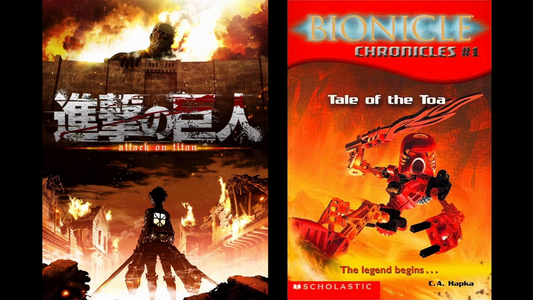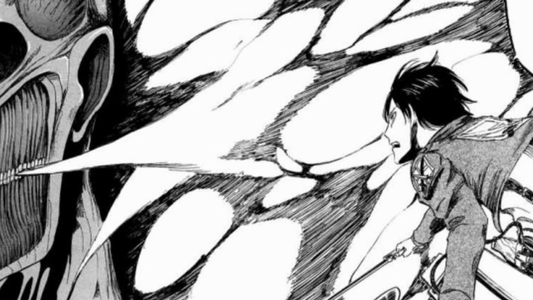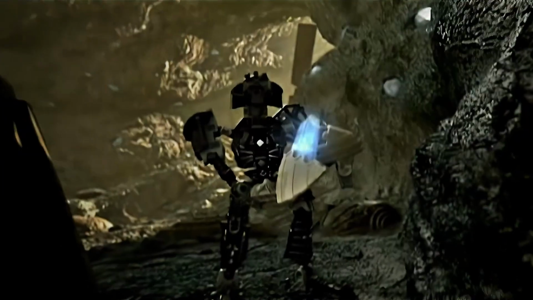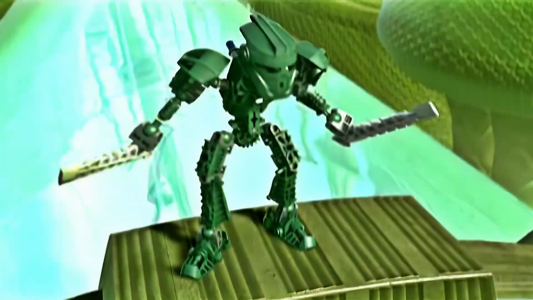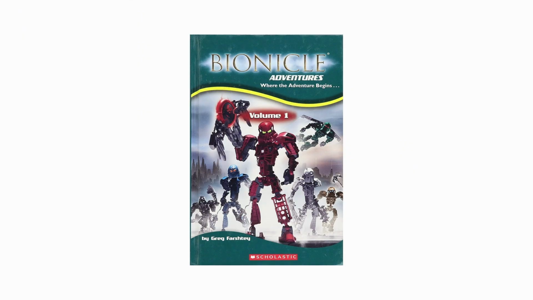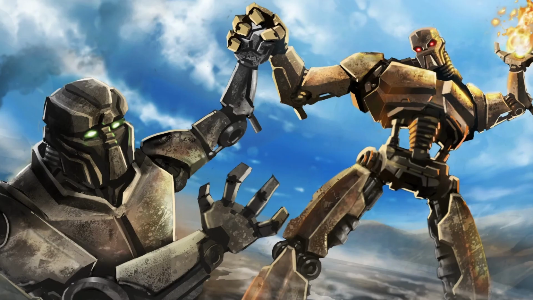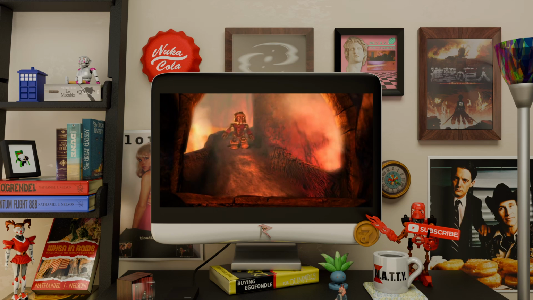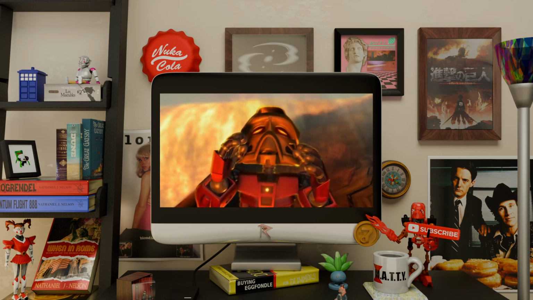Attack on Titan and Bionicle don't have much in common on the surface. One is a manga and anime very much not for children. The other is a line of buildable action figures under the LEGO brand whose story was told across trade paperbacks, comic books, online stories, and low-budget but lovable movies.